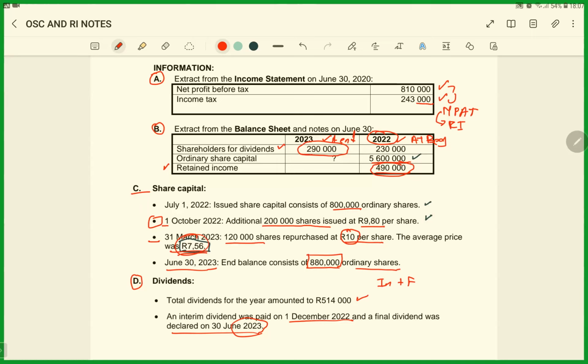Now, just to take you back to the statement of comprehensive income. If you have net profit before tax, you will have income tax, which must be subtracted. Then you will have net profit after tax. So to get net profit after tax, you take the net profit before tax, then you subtract the income tax. So you will say 810,000, then you subtract 243,000. How much does that give you? I got 567,000. So this is our net profit after tax.